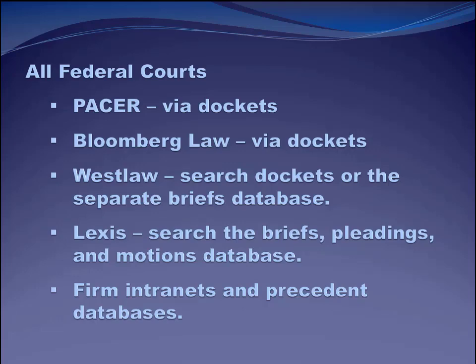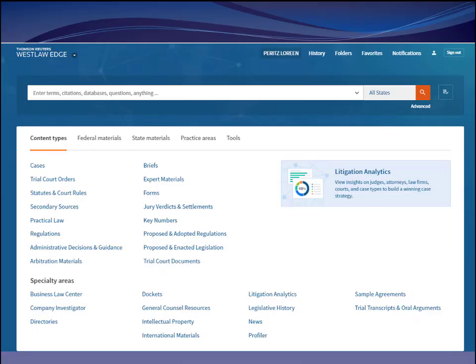We've already seen how to do it through Bloomberg's Docket database, and you can also do it through PACER. Westlaw and Lexis have separate court document databases. So their Dockets databases don't have the underlying documents, but they have separate databases that do have some trial court documents. And then many firms and policy organizations also make their own briefs available on their organization's website, sort of as a form of attorney advertising, or maybe it's a public service. Maybe I'm being cynical.